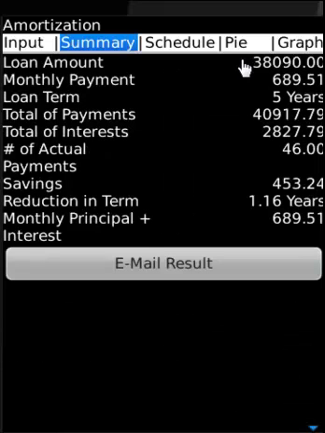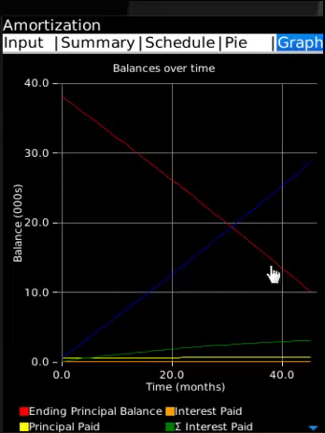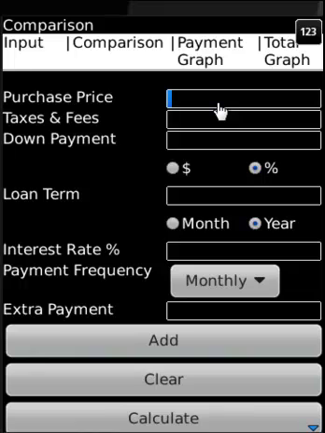So here we are seeing the reduction in term and savings. So schedule, this is a pie chart, and this is a graph. Loan comparison, we can actually compare various loans. So purchase price is 50,000.